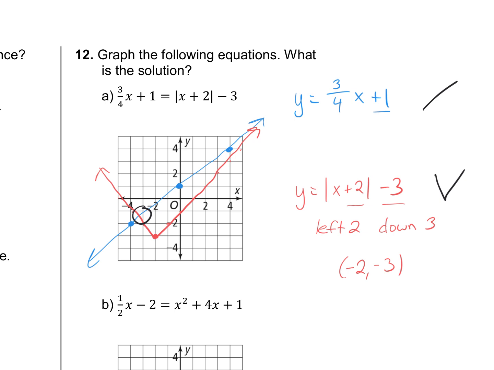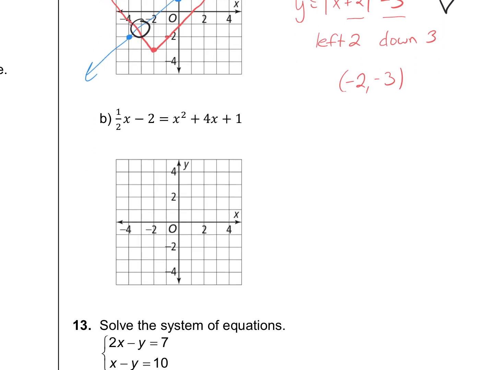Okay? On number 12B, same idea. What do I do first? Write the equations. Make them their own. What's my first one? Y equals 1 half x minus 4. Yep, and then what's my second one? Y equals x squared plus 4x plus 1. Good. Let's graph that first one first. What's that first one going to look like? A line. Where do I start? Negative 2 on y. Yep, so I start down 2. How do I get all my other points? Up 1 over 2. Up 1 over 2 in all directions.